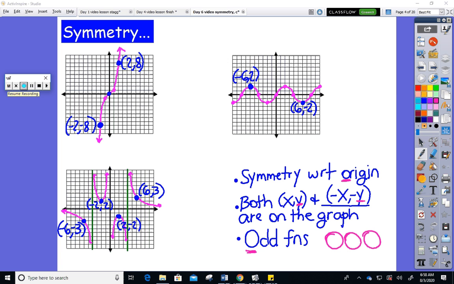So this is the O rule. Odd functions are symmetric with respect to the origin, and opposite x's produce opposite y's.